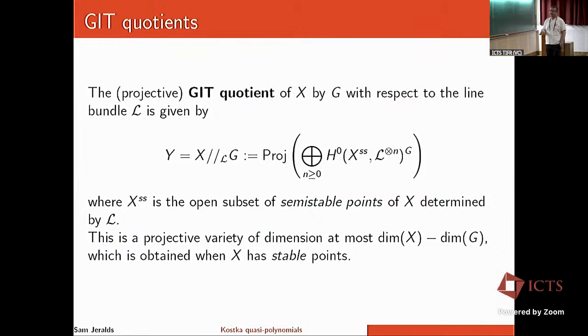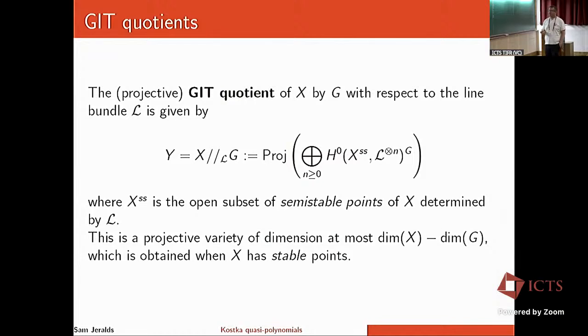I won't go through exactly what these semi-stable points are, how you determine them by L, but the takeaway should be that there is a very nice open subset, and for any of this to really be useful, you should assume that it's not empty, where I can look at the invariant sections, and when I take the Proj construction of that, then this is going to be what I should think of as some kind of quotient by G of this variety X.